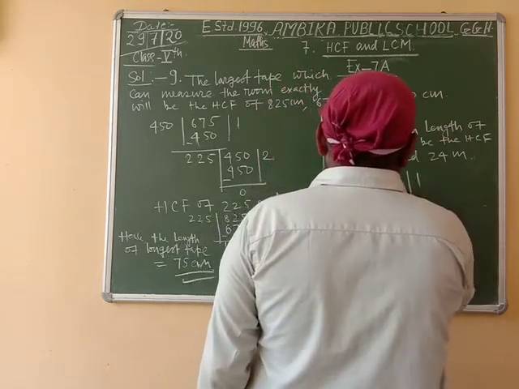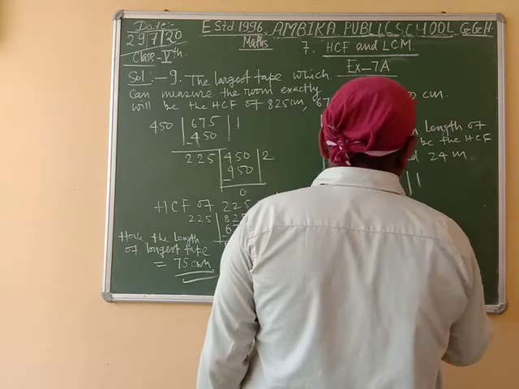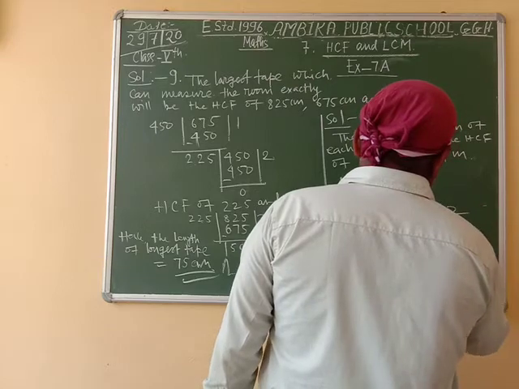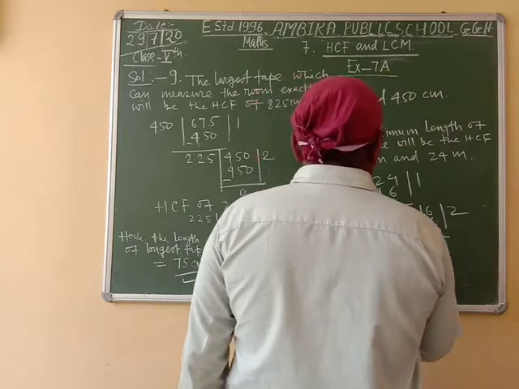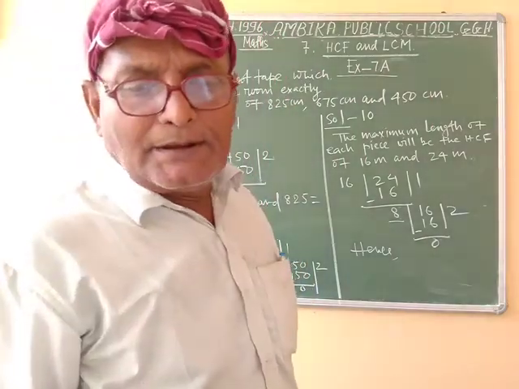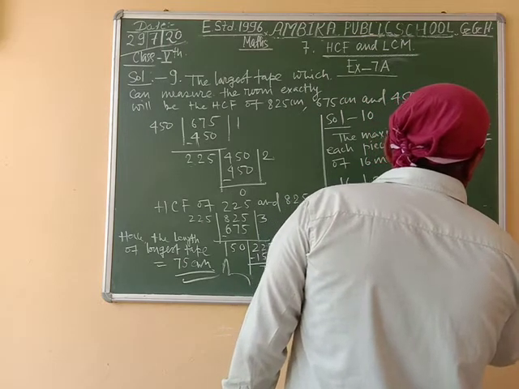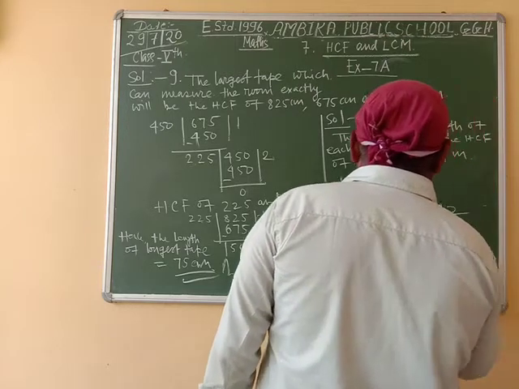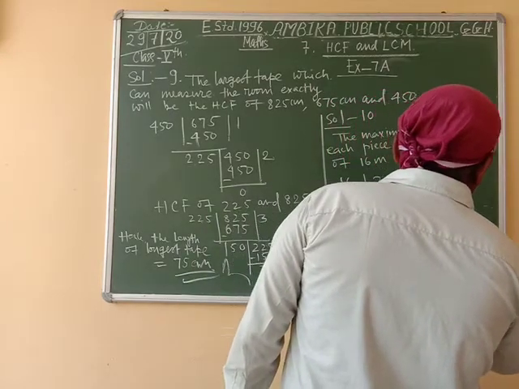16 goes one time in 24. On subtracting, the remainder is 8. Again dividing 16 by 8. Hence the maximum length of each piece will be 8 meter. Answer.